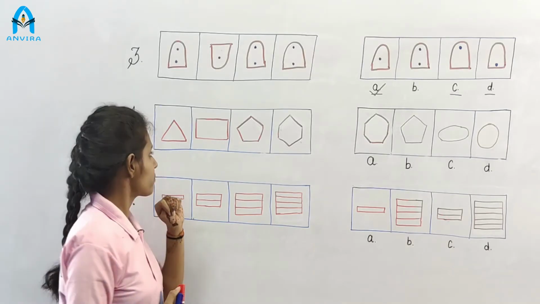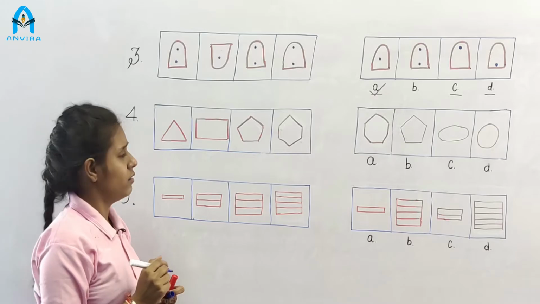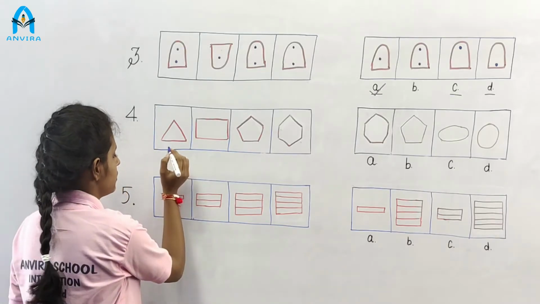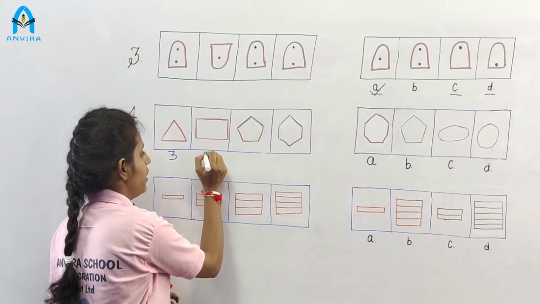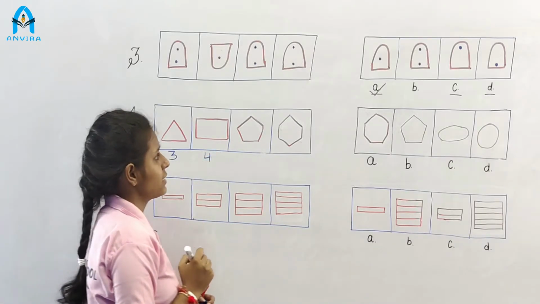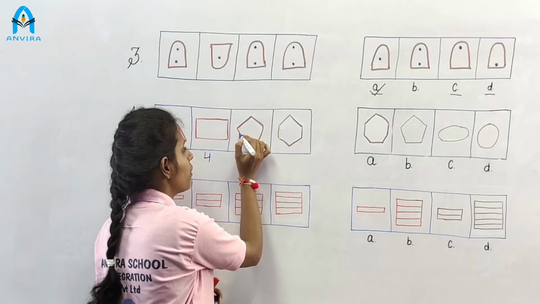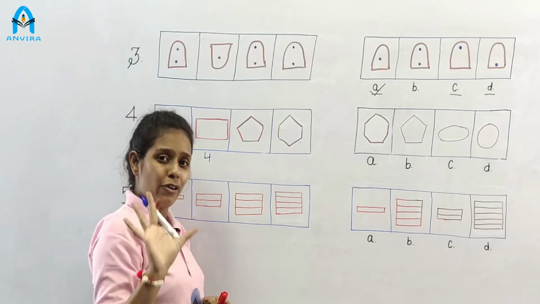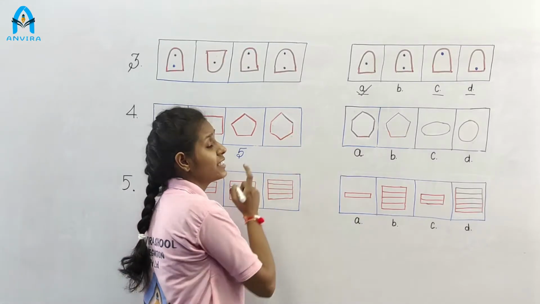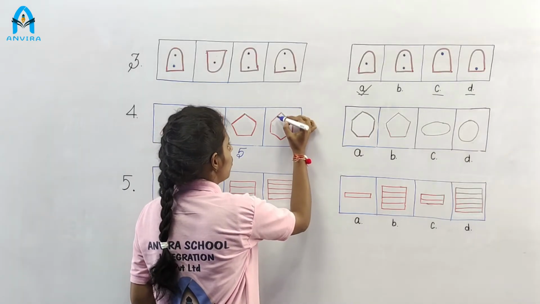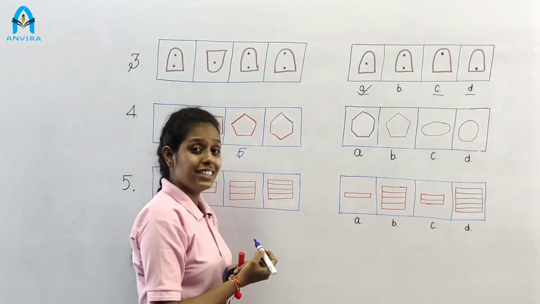Question number 4. What do you find in this question? First, a triangle, and a triangle has 3 sides. Next, a rectangle, and a rectangle has 4 sides. Next, a pentagon, and a pentagon has 1, 2, 3, 4 and 5 sides. Now, next is a hexagon. How many sides? 1, 2, 3, 4, 5 and 6 sides.